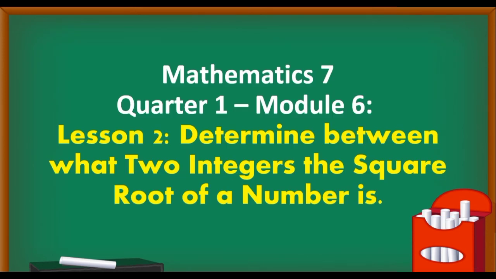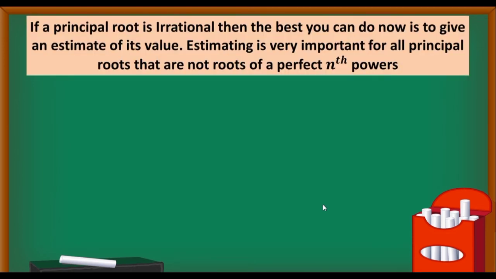So, let us now have our lesson 2. We have to determine between what two integers the square root of a number is. Nasa ang pagitan siya. If a principal root is irrational, then the best way you can do now is to give an estimate of its value. Estimating is very important for all principal roots that are not roots of perfect nth powers.